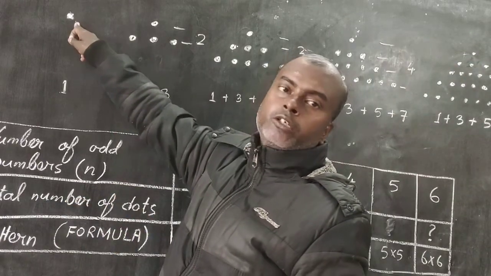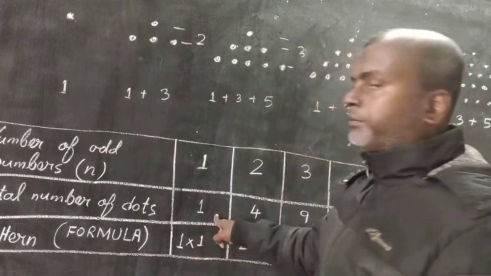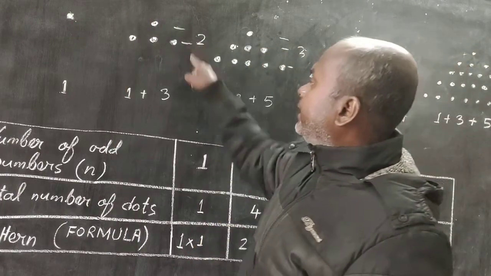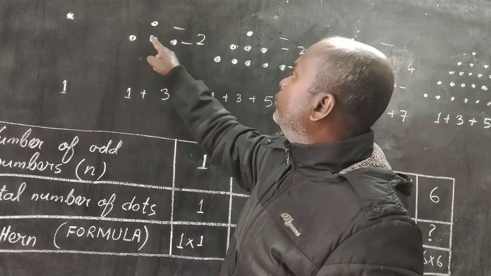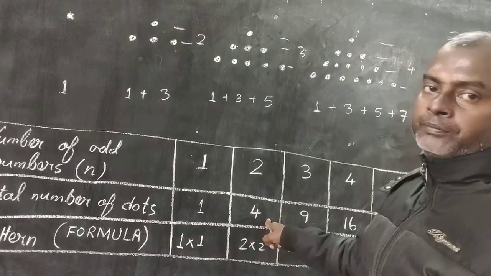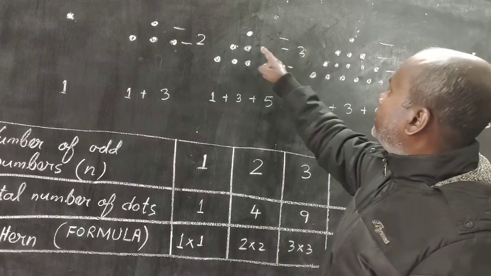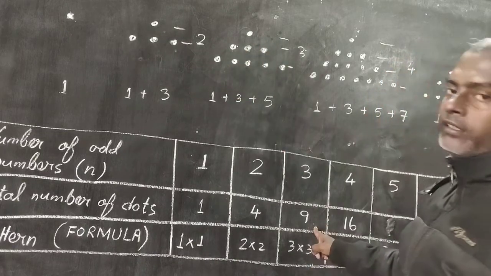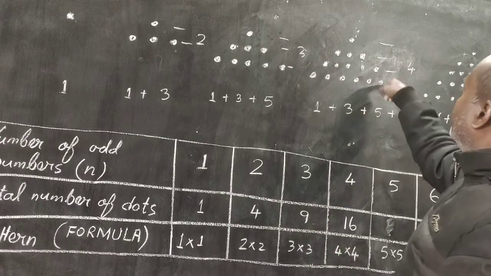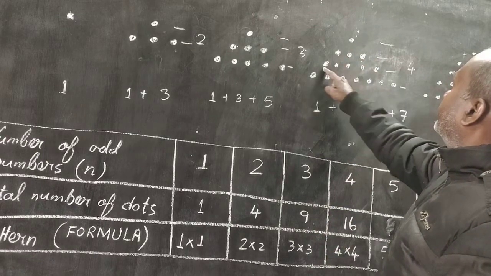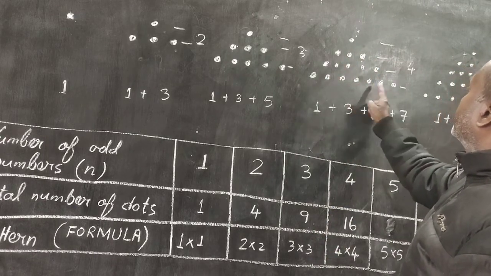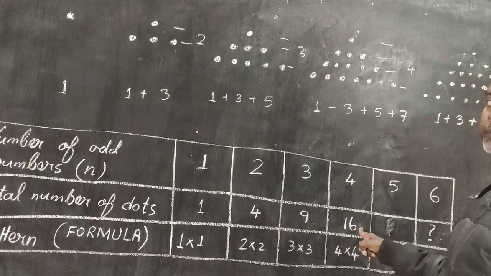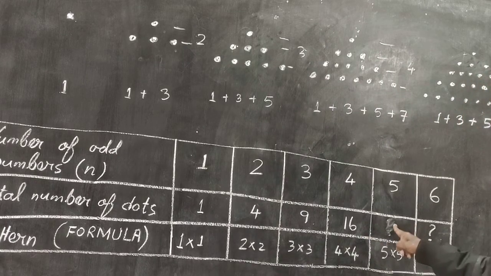See, in this first one, how many dots? 1 dot. So 1. In the second case, how many dots? 1, 2, 3, 4. So 4 dots. In the third one, how many dots? 1, 2, 3, 4, 5, 6, 7, 8, 9. So it is 9. The fourth one: 1, 2, 3, up to 16 dots. So here 16 dots.